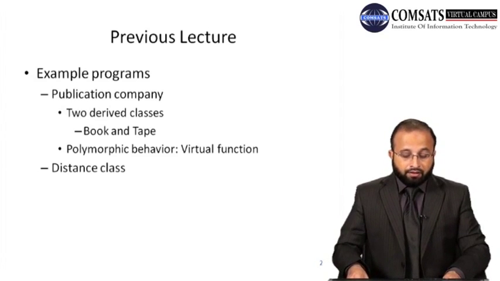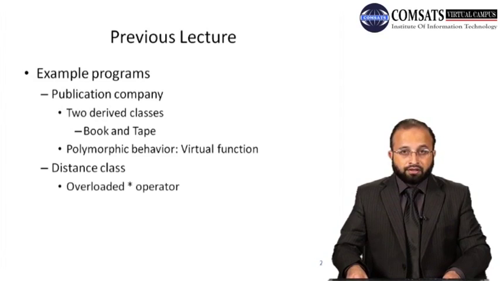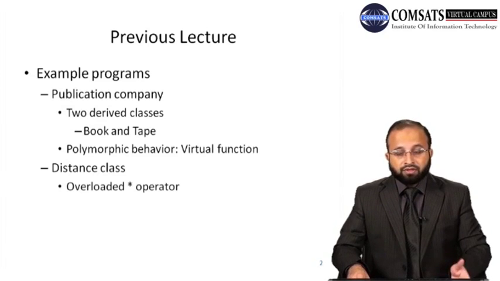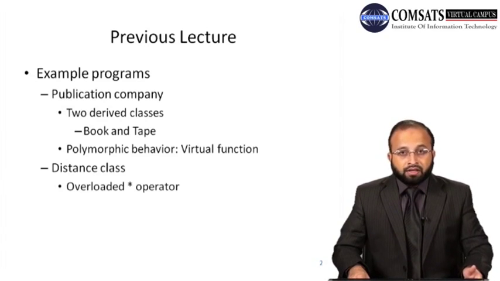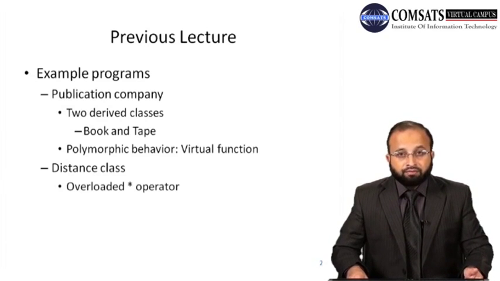And then the second example is about the distance class, in which we overload the star operator. The star operator is used to multiply two distance objects and store the result in a third object, right? So if we have the expression d3 is equal to d1 multiplied by d2, it will multiply d1 and d2 and store the result in d3, right? First we simply overloaded that operator, and then we said that if we want to execute an expression like d3 is equal to 7.5 multiplied by d1, where the first value is a floating point value, then for that case we have to make that function a friend function.